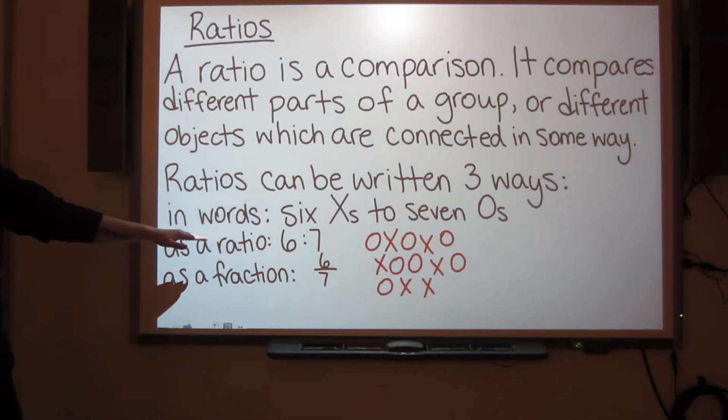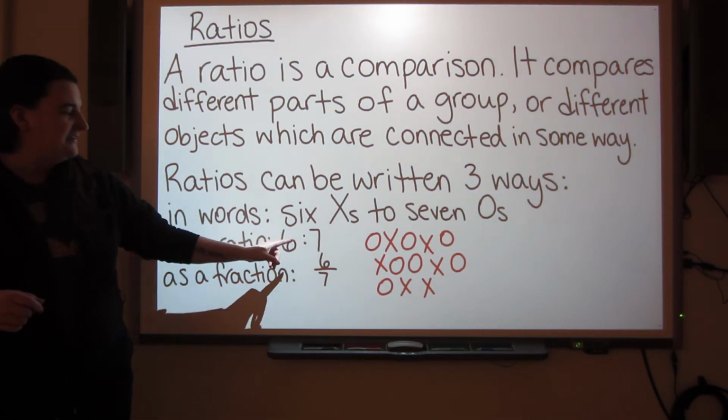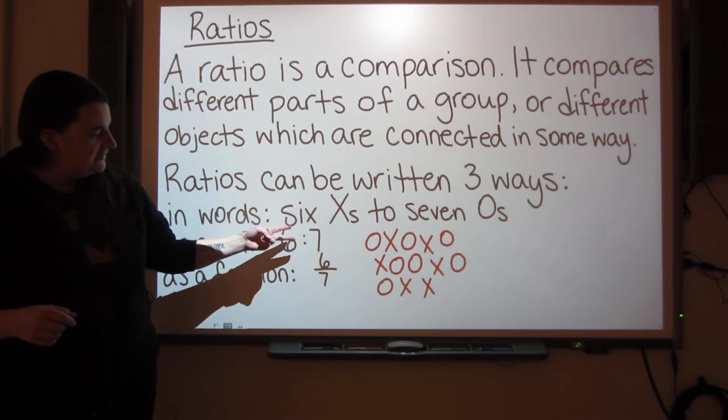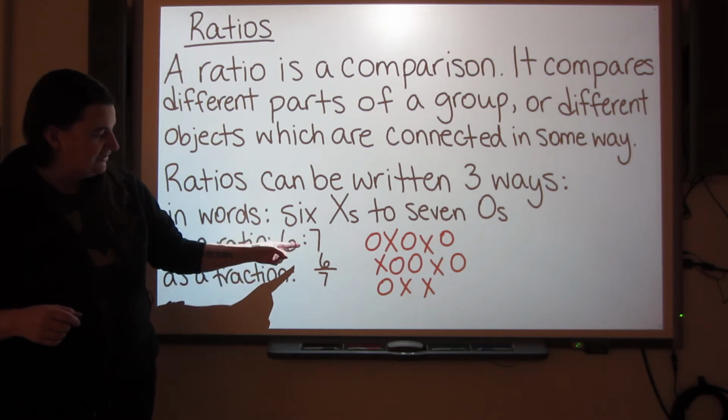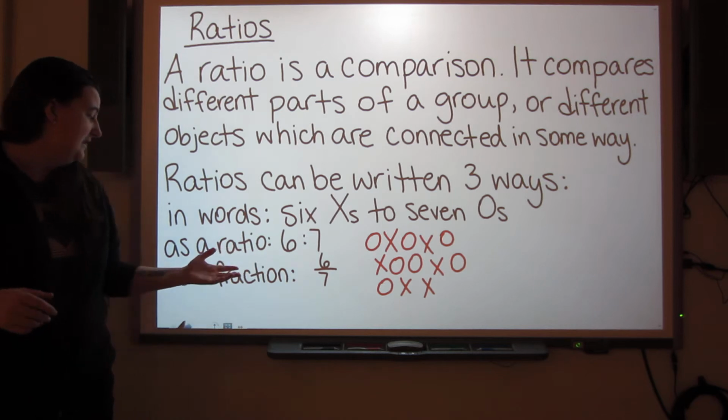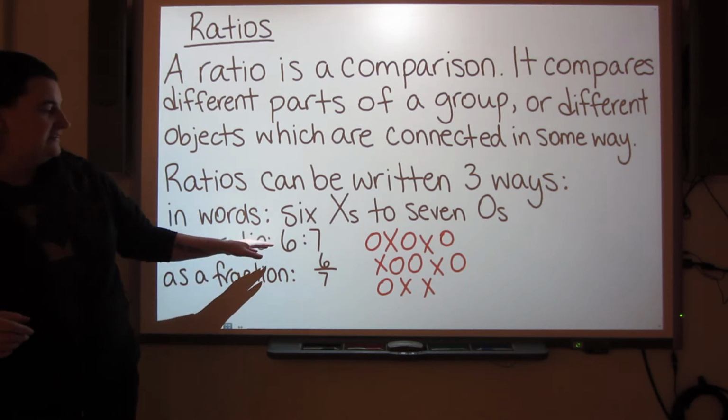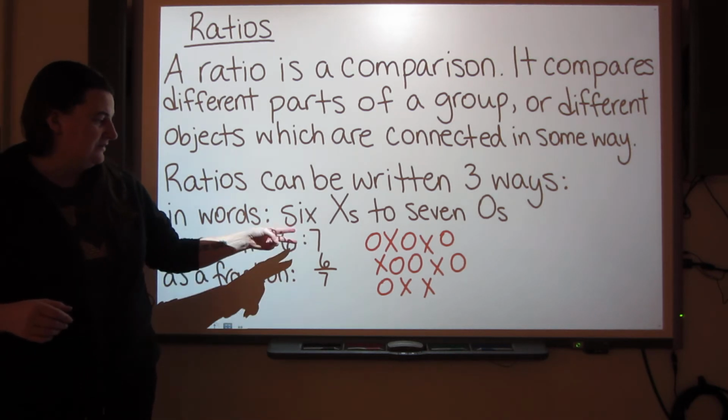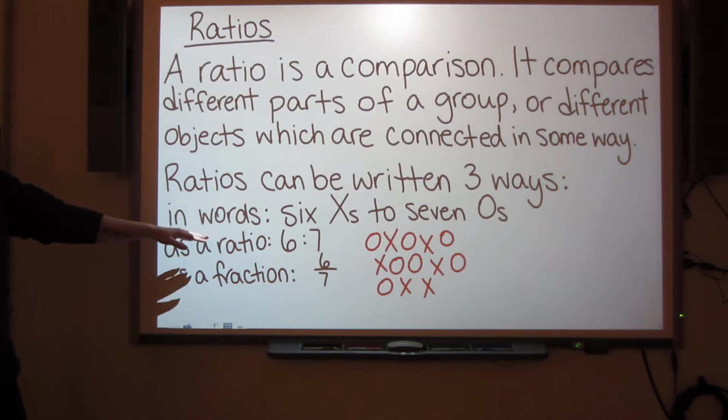If you're writing it as a ratio, the math symbol for ratio looks like a colon. It's just 2 dots, one on top of the other. So you've got as a ratio 6 to 7. You're going to use that symbol, that's the ratio symbol.